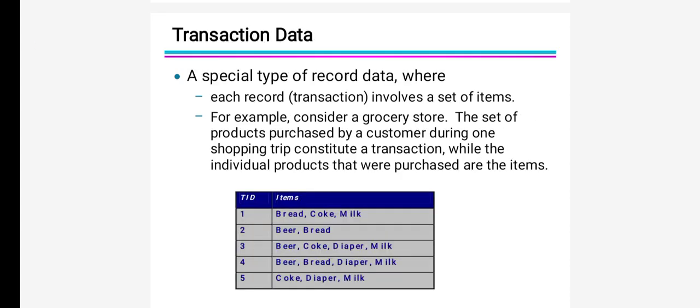When we talk about transaction data, it is a special type of record data where each record, or transaction, involves a set of items. For example, consider a grocery store. The set of products purchased by a customer during one shopping trip constitutes a transaction, while the individual products that were purchased are the items.